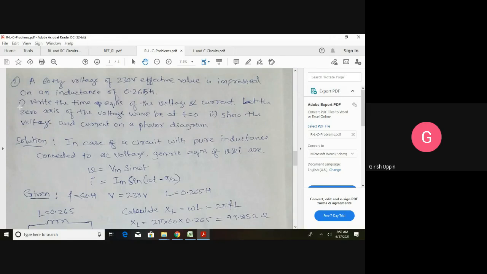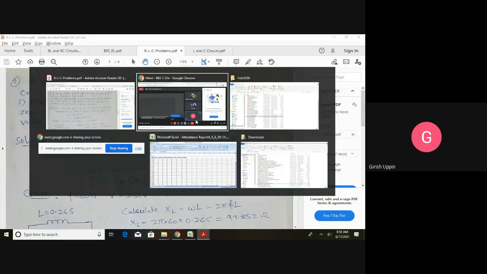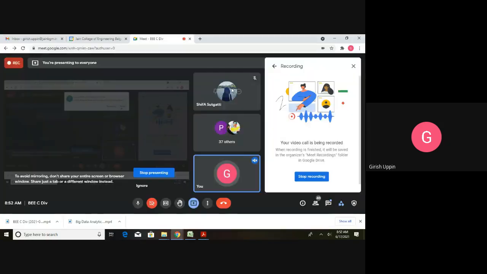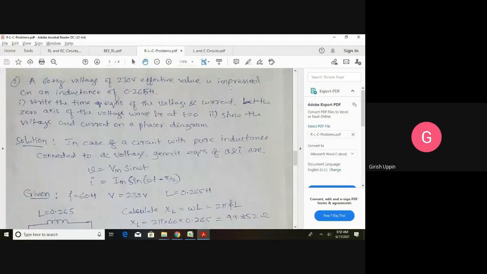What we have to do? We have to first write the time equations of voltage and current, that is lowercase v and lowercase i. Let the zero axis of the voltage wave be at t equal to 0, meaning voltage will start at 0. Even if they don't specify, please take voltage starting from 0 so that it will be easy for drawing everything or doing the calculation.